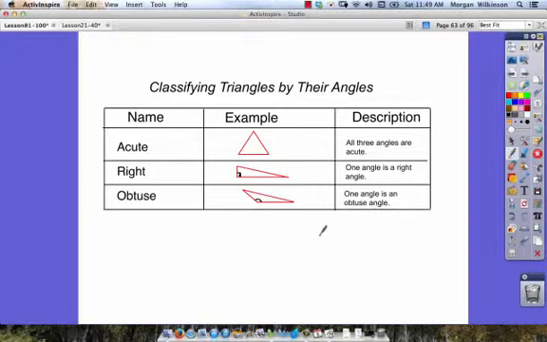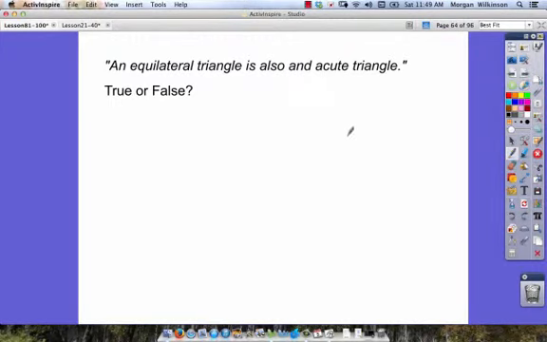Please take a moment to pause the video now so you can get this table copied into your notes as well. We have two examples today to work from these tables. The first one says, an equilateral triangle is also an acute triangle.